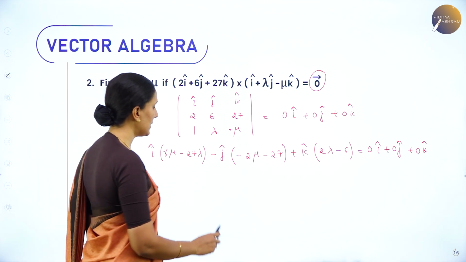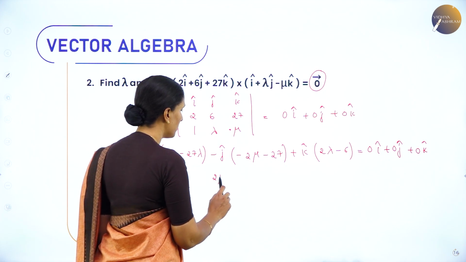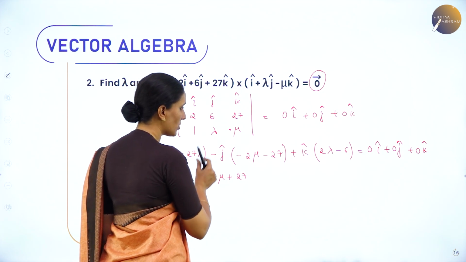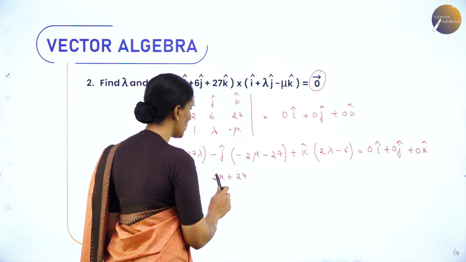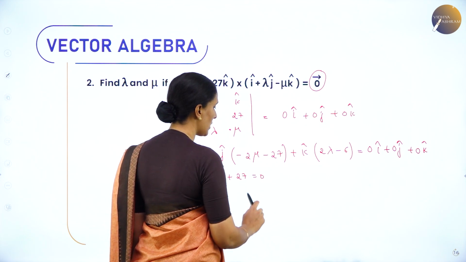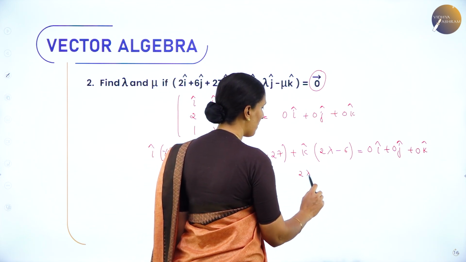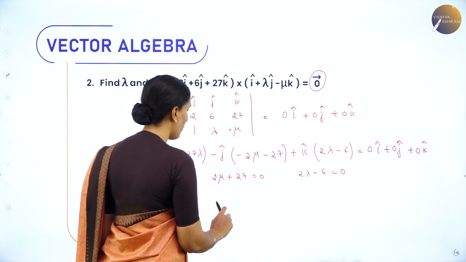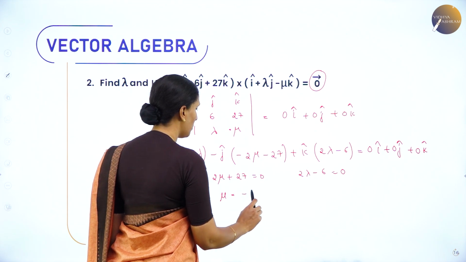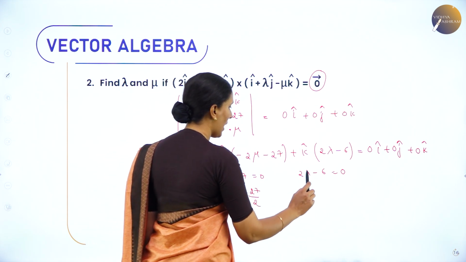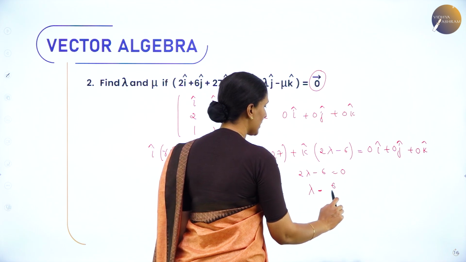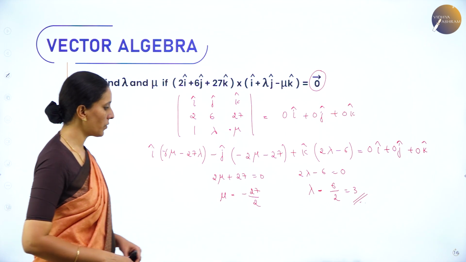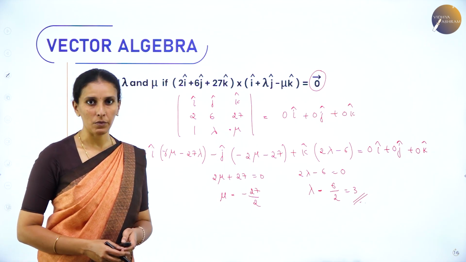So from this we can clearly see here 2 mu plus 27. If we remove the minus outside, this becomes plus j, so here also it is plus j. So 2 mu plus 27 is equal to 0. And similarly, 2 lambda minus 6 is equal to 0 because k is equal to k. So from this we have mu is equal to minus 27 by 2 and lambda is equal to 6 by 2, which is equal to 3. So therefore, the value of mu is minus 27 by 2 and lambda is equal to 3.